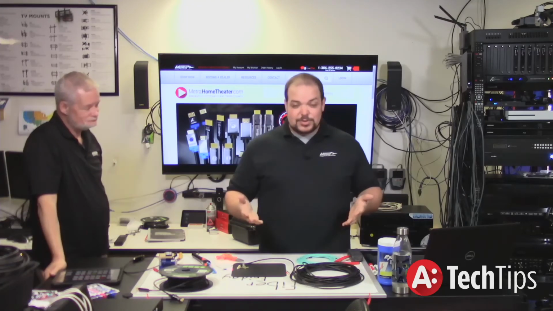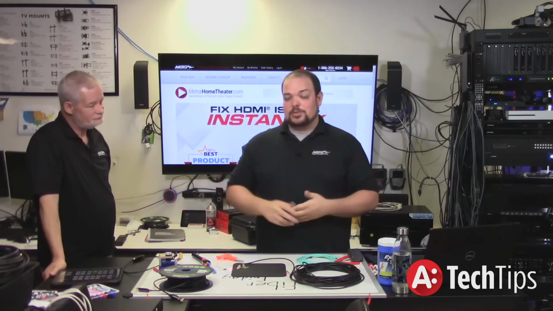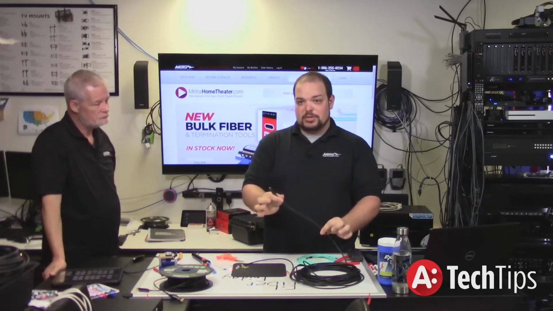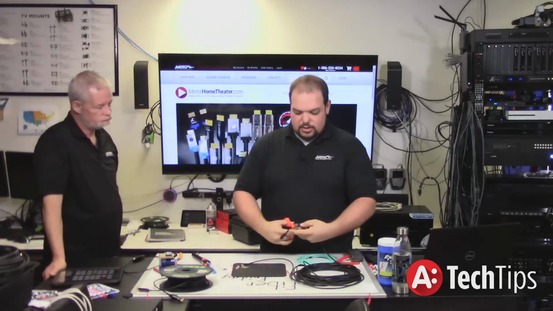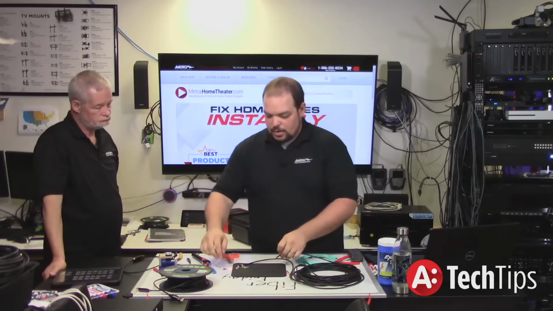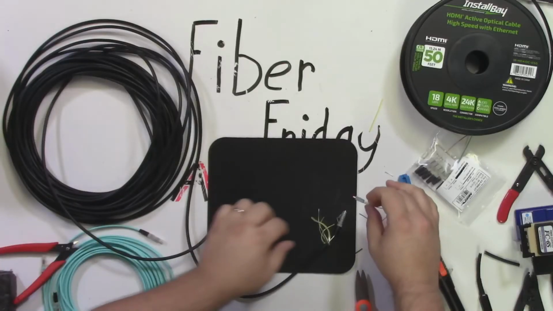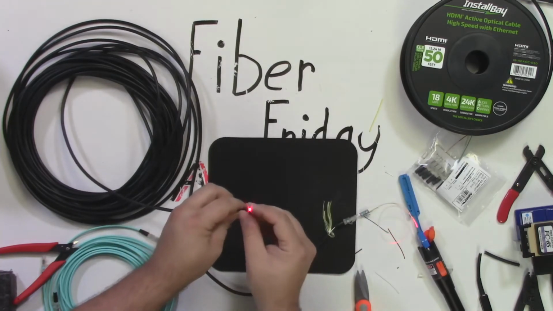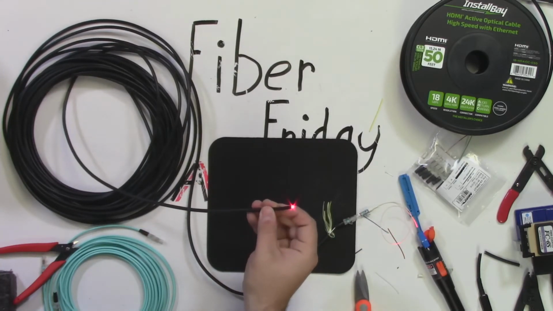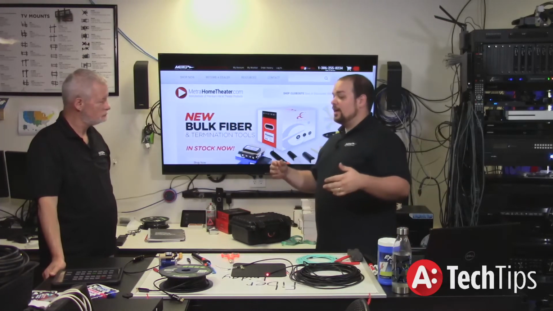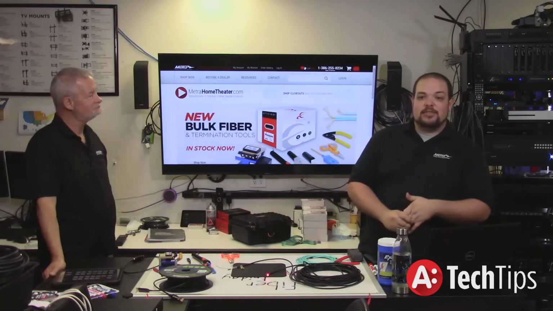Now, what I'd like to do as well is show you that this is an actual termination. You can use this on the other side. So what we have here is the other side of this HDMI cable, simply cutting off the end of this cable off to the side there. I'm going to reattach this piece here, this SC to LC adapter, and you will see that we have light coming out of the other side. So you can use an HDMI AOC cable as a fiber connection.